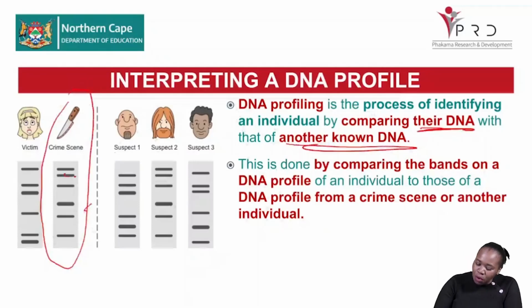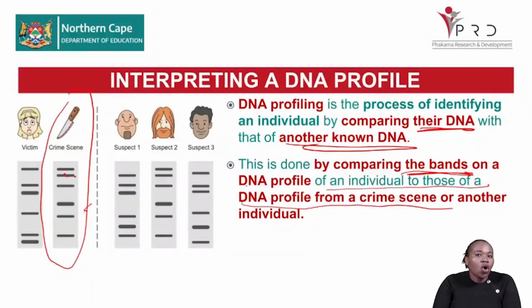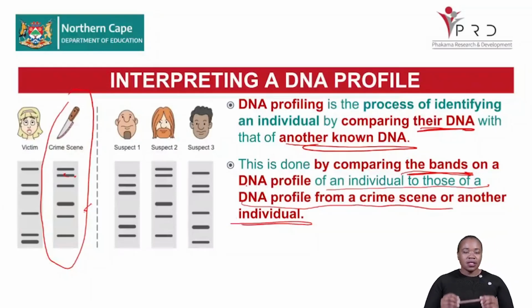So you are going to compare the bands on a DNA profile of an individual to those of the DNA profile that is found on the crime scene or on another victim. You can sometimes find in rape victims that the DNA profiles of the suspect can also be found in the victim. Now, I said earlier, make sure you use a ruler when you compare the DNA profiles. So you're going to use your ruler. You're going to place your ruler here so that you can compare.